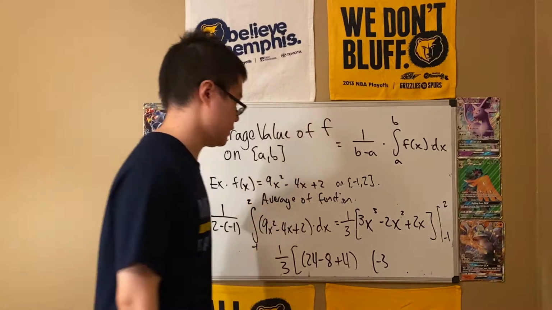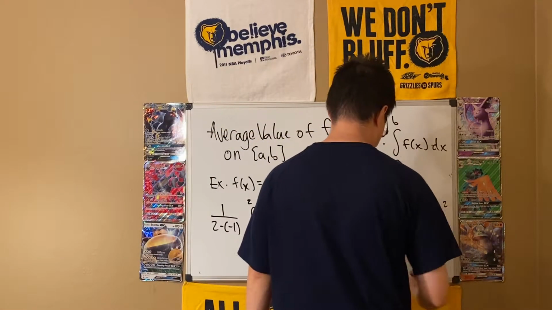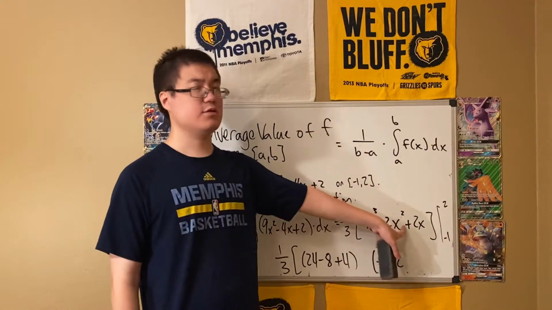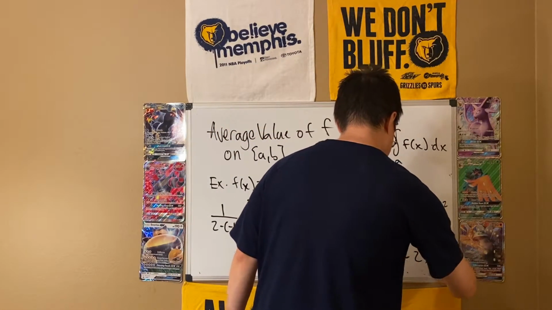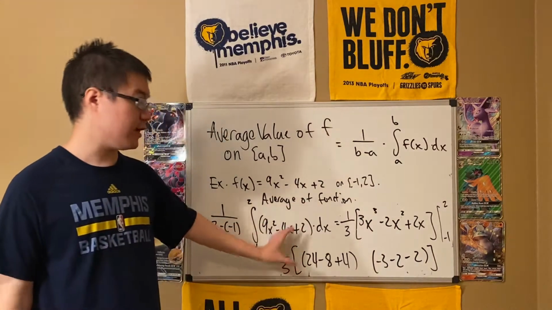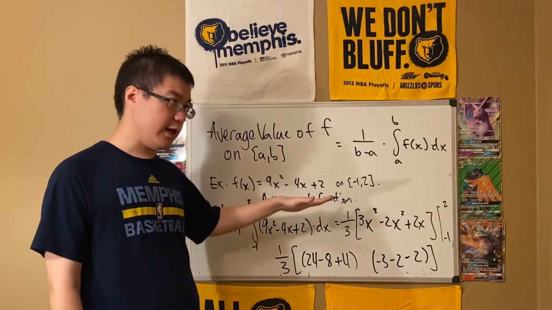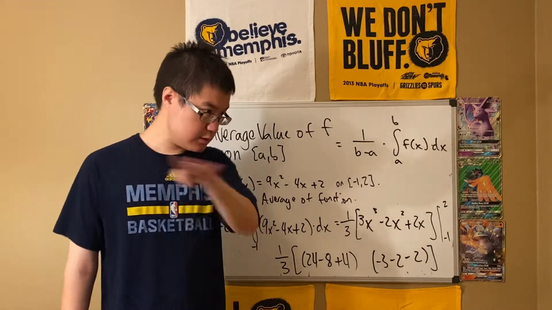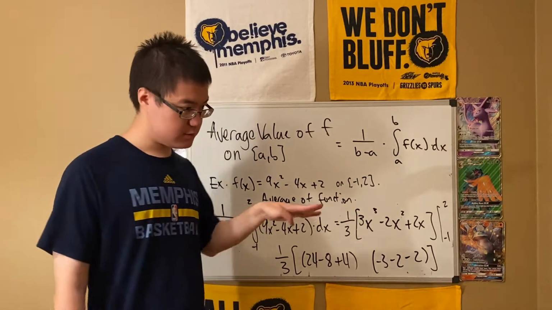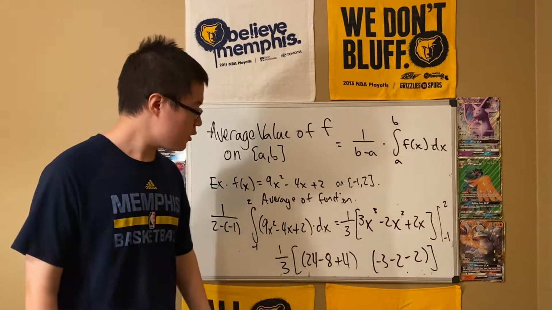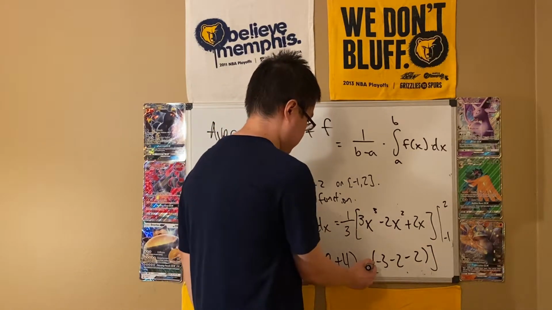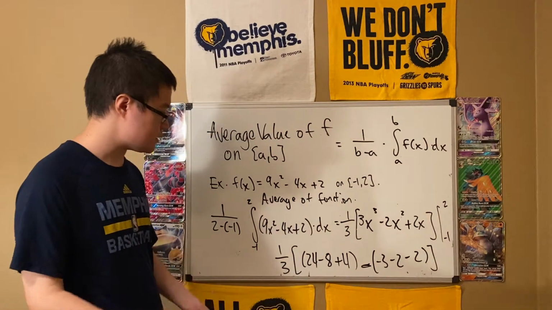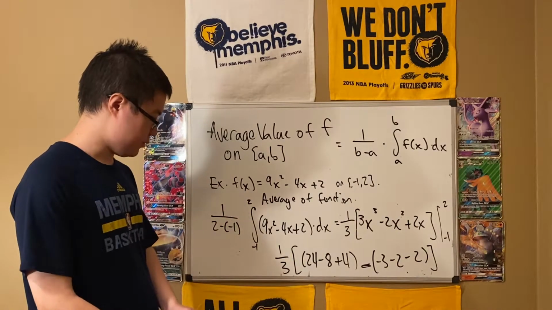1 times -2 is -2. You're probably better than me at this. 2 times -1 is -2 as well. We are doing the fundamental theorem of calculus, so remember that it's the upper limit into the antiderivative, subtract, plug in the lower limit. So in this case, it's going to be a minus here, as in every case when you're doing the fundamental theorem of calculus.